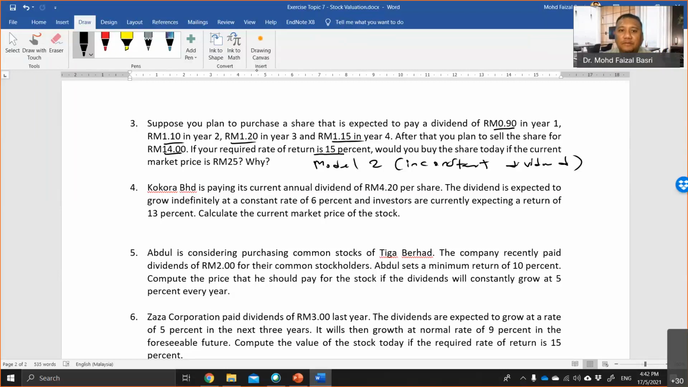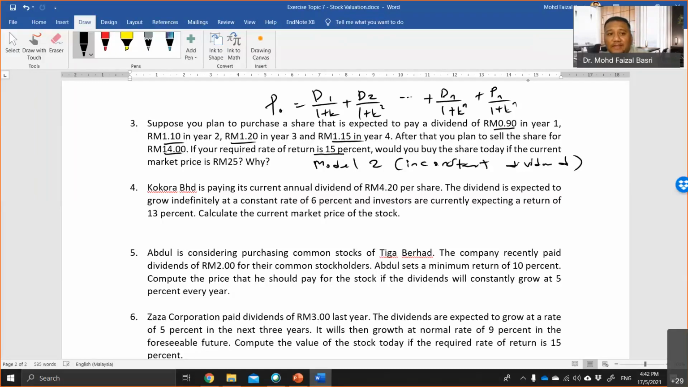Find P0, which is D1 over 1 plus K, plus D2 over 1 plus K squared, until Dn over 1 plus K to the power of N, plus price N over 1 plus K to the power of N. So you're going to use this formula for question number 3.